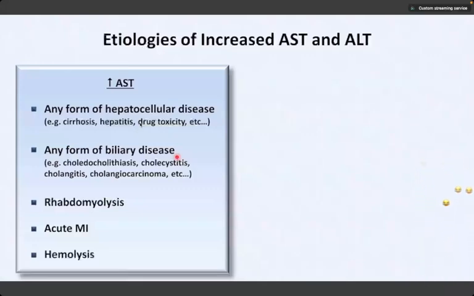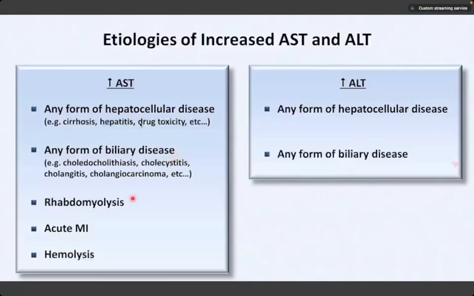Often diseases of the biliary system are collectively called cholestatic diseases, a term which serves as a parallel to hepatocellular. So in addition to hepatobiliary disease, which is the umbrella term for both hepatocellular and cholestatic disease, AST is also elevated in rhabdomyolysis, which is basically muscle breakdown, acute myocardial infarction, and hemolysis, although the elevation in hemolysis is somewhat modest.